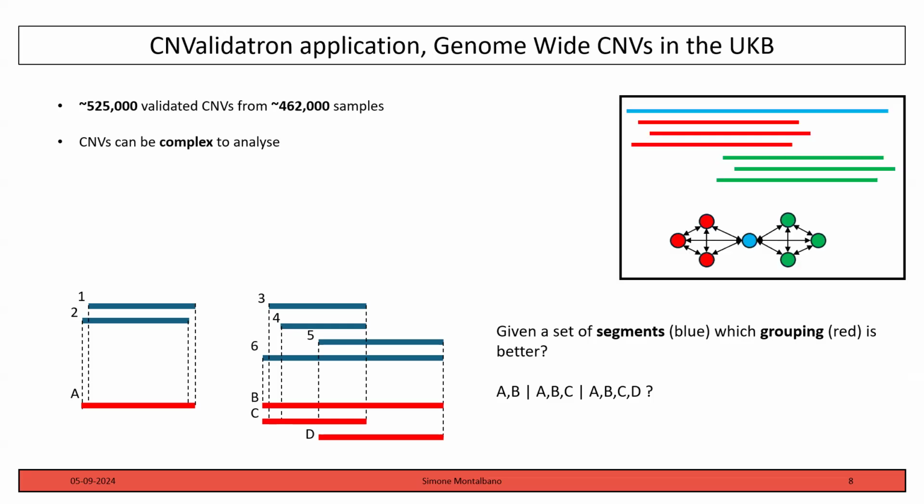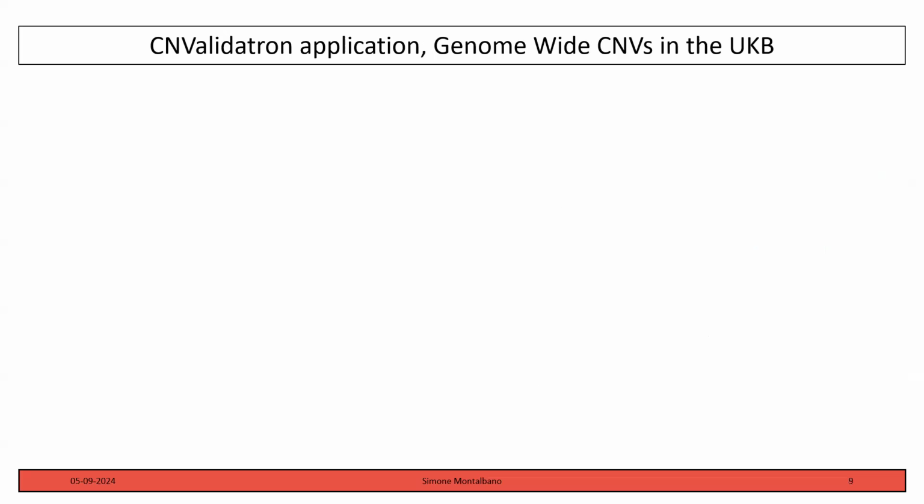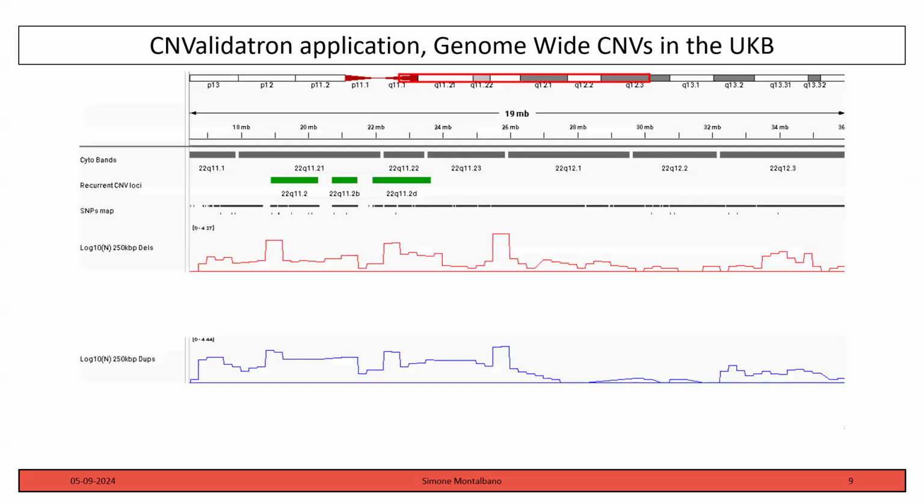I'm not going to cover it today for time's sake, but we try to do something with network analysis and community detection algorithms. If you have some interest in it, let me know. I'm not going to show that much, because actually the easiest way is to forget completely about the segment structure and use regular bins or windows across the genome. Then each bin is the marker, and each sample is a carrier or not depending on whether they have a CMV overlapping the bin. Of course, you can also use whatever as a bin, genes and whatever you want. And this is kind of what I'm showing here.